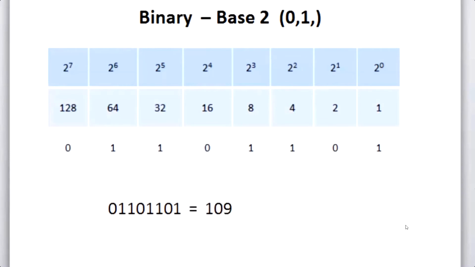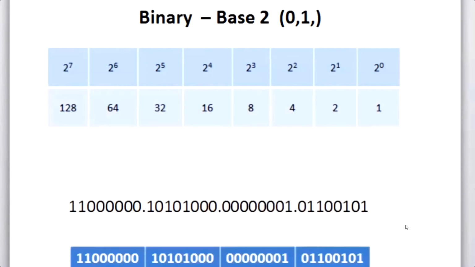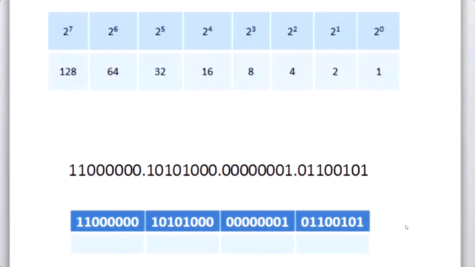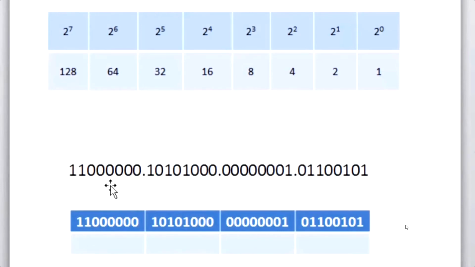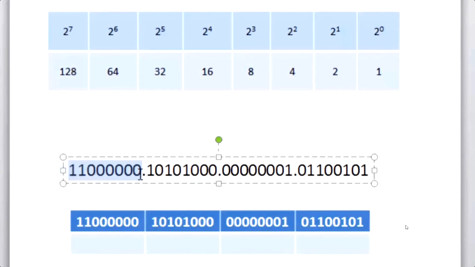Now let's look at a full IP address in binary. I'll go to my next slide, and you can see in this next slide I now have a 32-bit IP address, 4 octets, or 32 bits total. If I want to convert this binary IP address to decimal, all I need to do is count up each individual octet. Let's start with the first one right here.